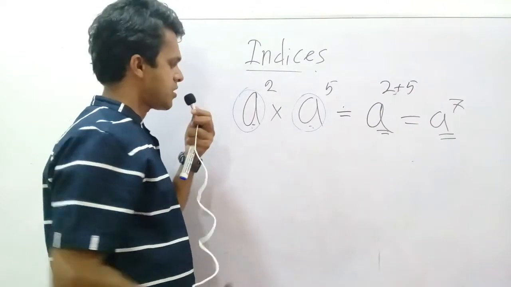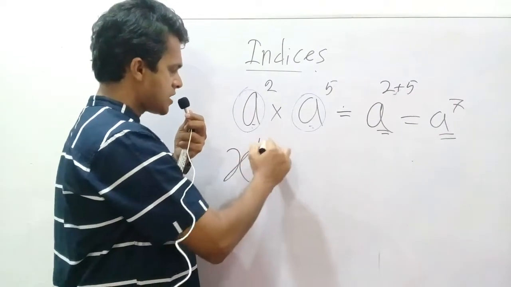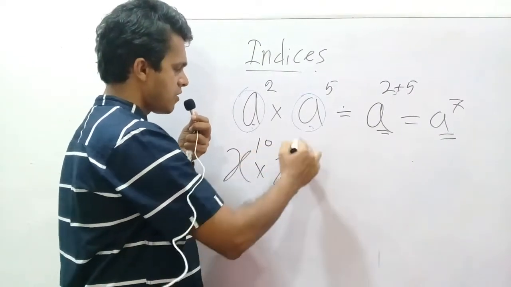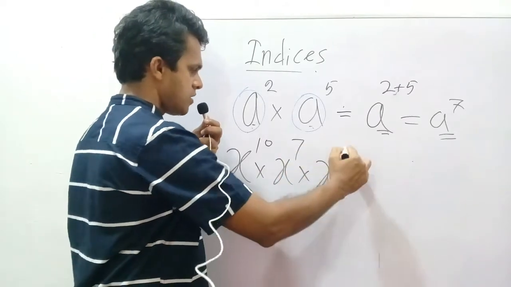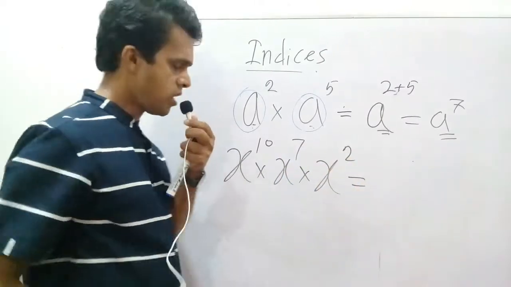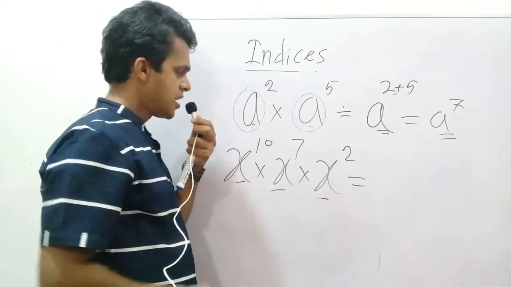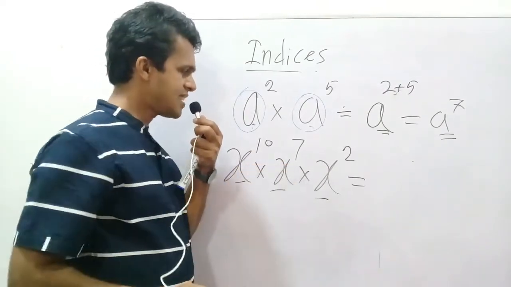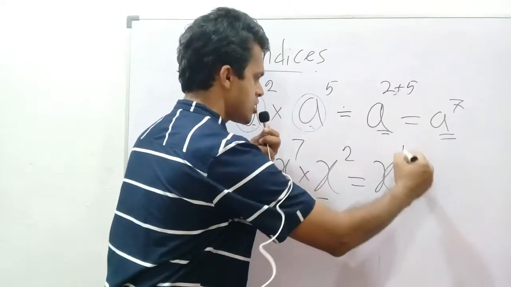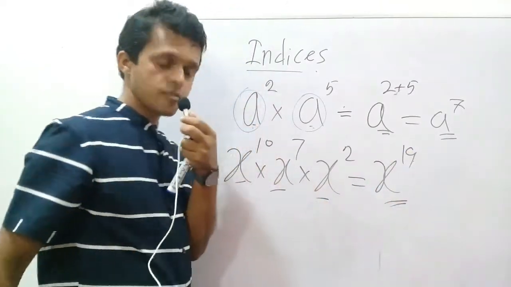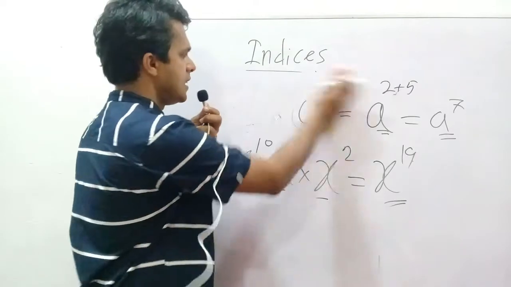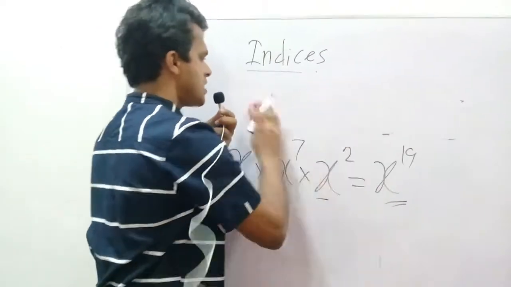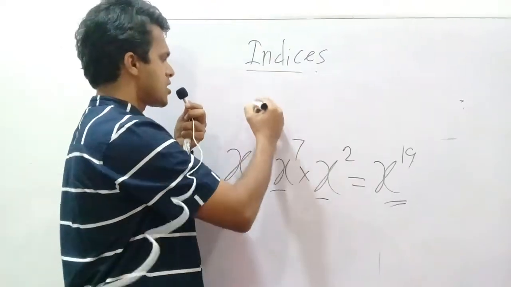Next, x to the power 10 into x to the power 7 into x to the power 2. How can you simplify this one? The base x, base x, base x. So now you can add these indices. 7 plus 10, 17, plus 2, 19. x to the power 19. This is the answer. Okay. So when the base is equal, indices should be added.